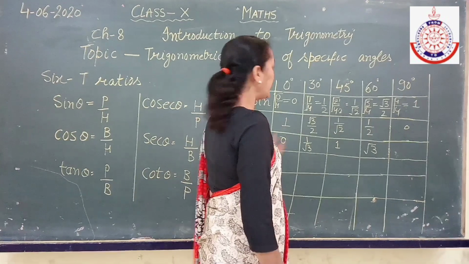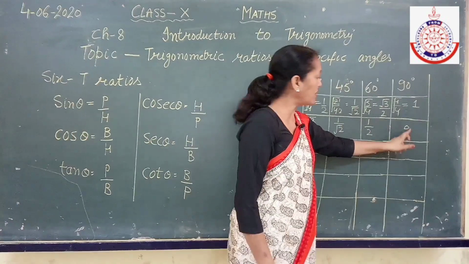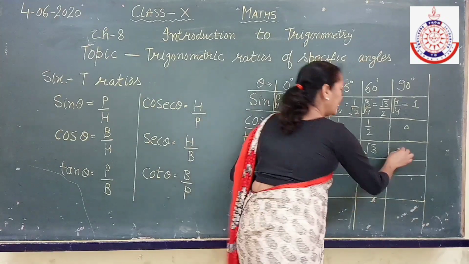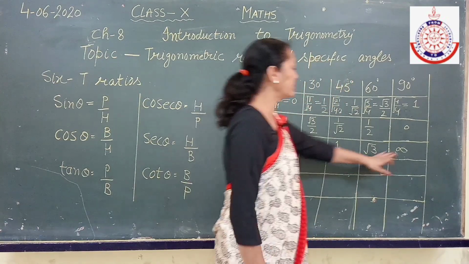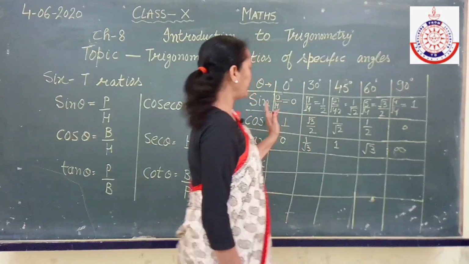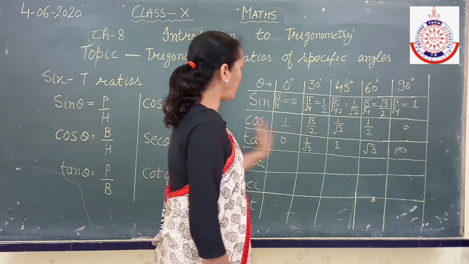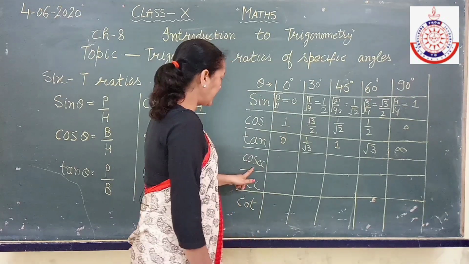Here, for tangent 90, sine 90 is 1, cos 90 is 0. So 1 upon 0 is not defined, meaning the answer is not known to us. So we'll write infinity. So I've written sine theta for all the angles, then cos for all the angles, and then tangent for all the angles.